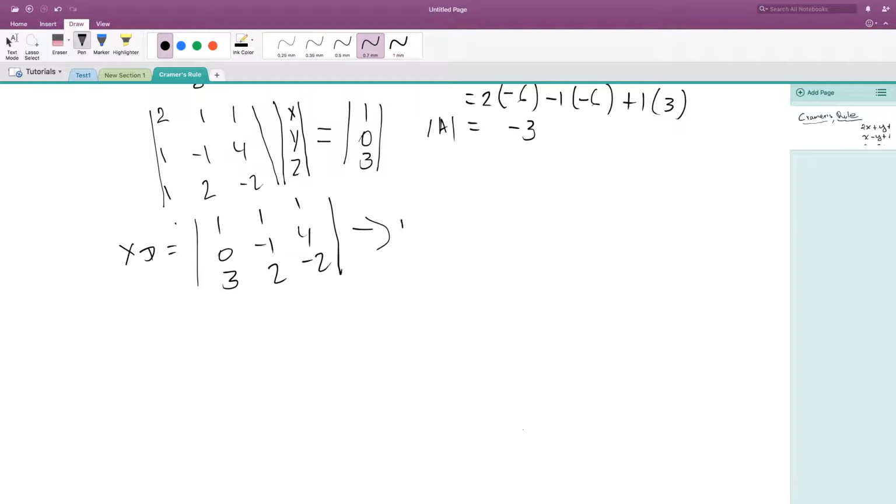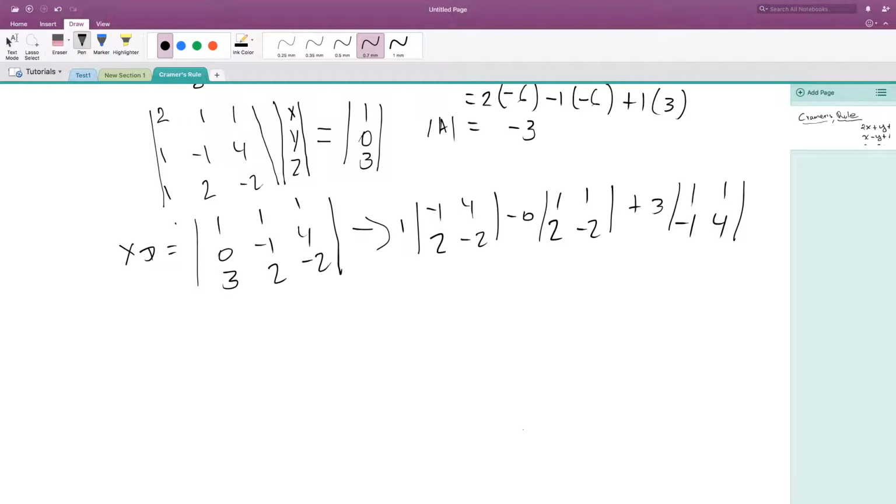So it's going to be 1 times the mini matrix -1, 2, 4, -2, minus 0 times 1, 2, 1, -2, plus 3 times 1, -1, 1, 4. Please notice that I kept these two columns as is. I only changed the first one because x is my first variable.